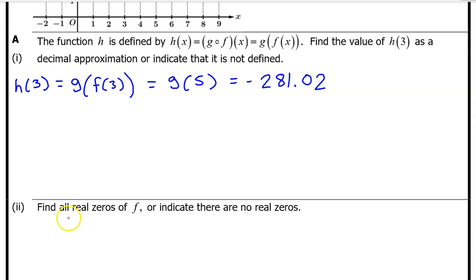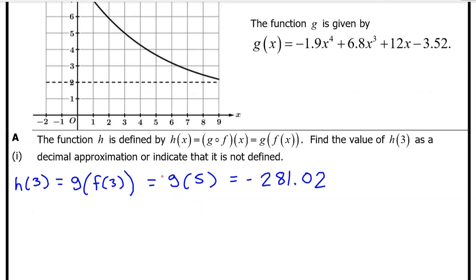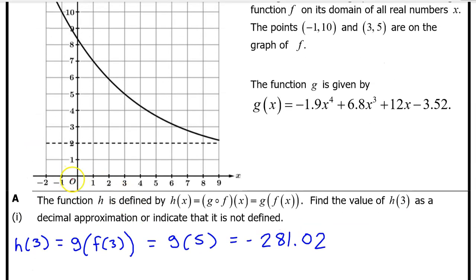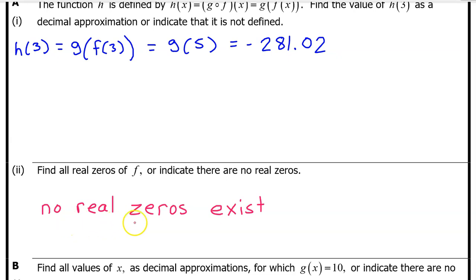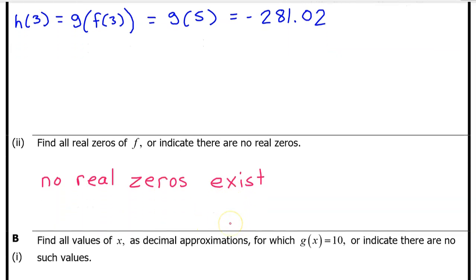Part A, part 2. Find all real zeros of f, or indicate that there are no real zeros. The zeros of f are the x-coordinates of the x-intercepts of f. But there is a horizontal asymptote at y equals 2 that f is approaching as x increases without bound. So there are no x-intercepts. So no real zeros exist.